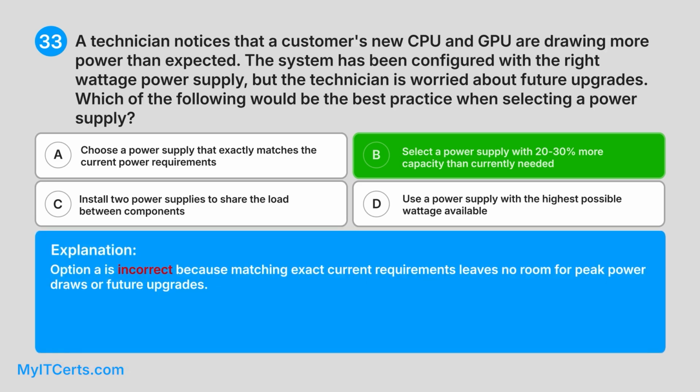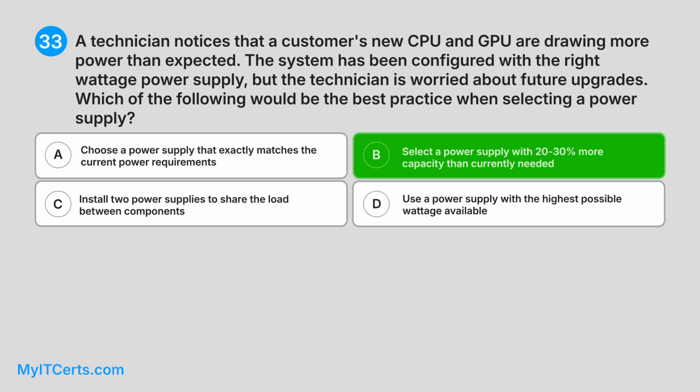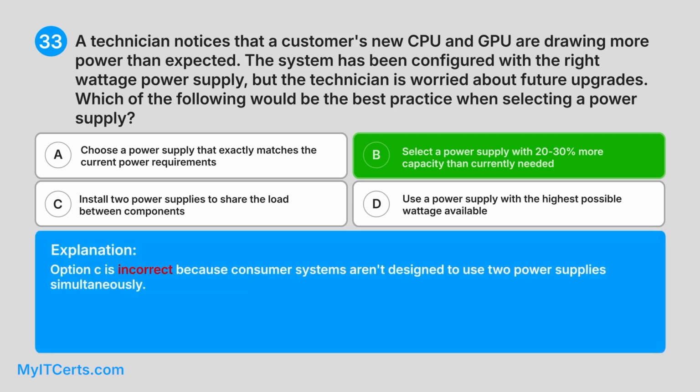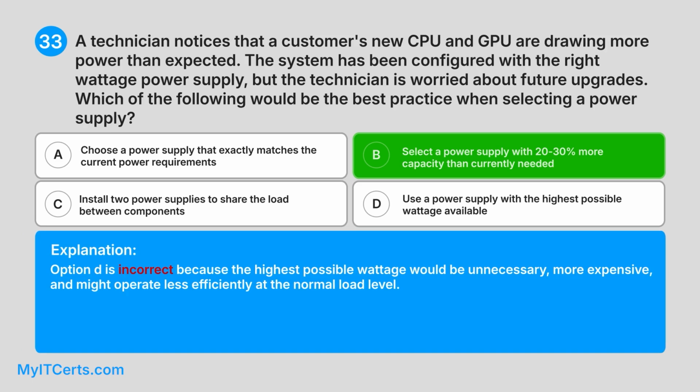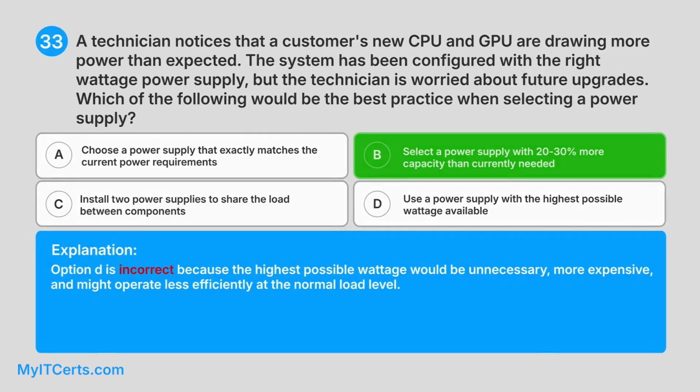Option A, choose a power supply that exactly matches the current power requirements, is incorrect because matching exact current requirements leaves no room for peak power draws or future upgrades. Option C, install 2 power supplies to share the load between components, is incorrect because consumer systems aren't designed to use 2 power supplies simultaneously. Option D, use a power supply with the highest possible wattage available, is incorrect because the highest possible wattage would be unnecessary, more expensive, and might operate less efficiently at the normal load level.